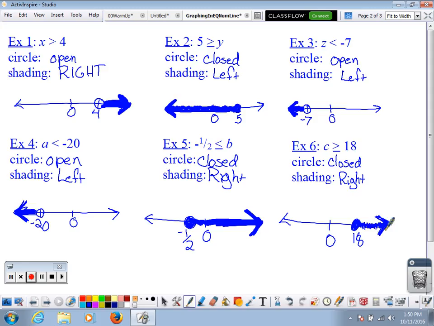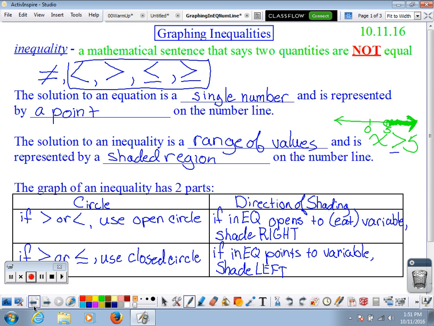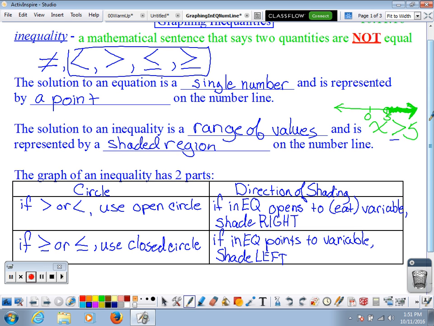All right, so what it comes to, guys, is this chart. If we're using greater than or less than, just greater than, just less than, we use an open circle. If it's greater than or equal to, less than or equal to, we use a closed circle because that number is part of our solution. If the inequality opens to the variable, we want the big numbers, we shade to the right. If the inequality points to the variable, we want the little numbers, we'll shade to the left.